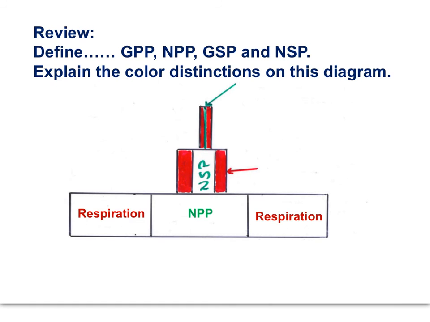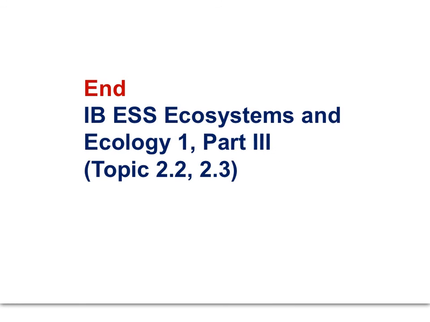So with this last slide of a productivity pyramid, I ask, define GPP, NPP, GSP, and NSP. Explain the color distinctions on this diagram. See me in class if you are unsure of any of the questions I've asked on this slide. And that brings us to the end of IB ESS Ecosystems and Ecology 1, Part 3.